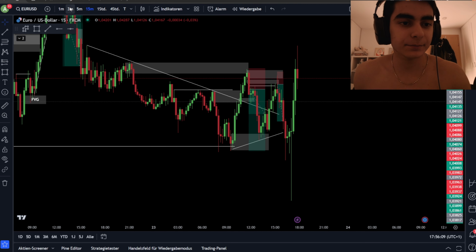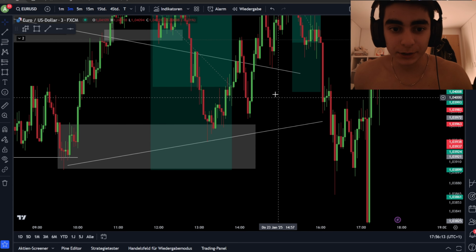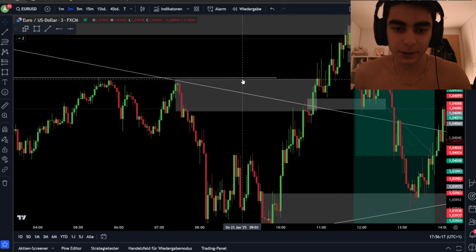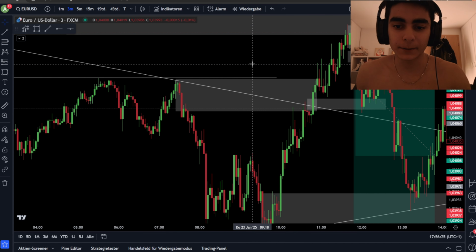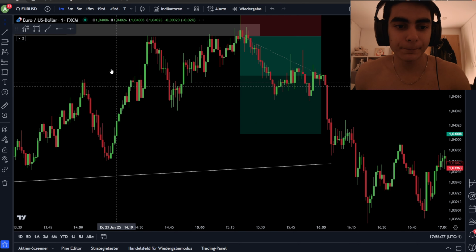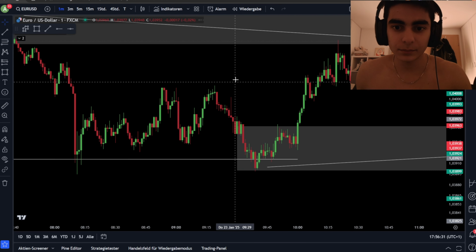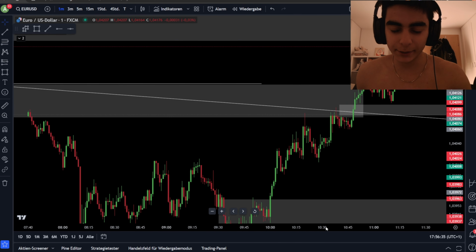What happened here? Let's go down to the 3-minute time frame. This was the order block I have marked out, or I was showing right here. This fake reaction. This is the order block. On the 1-minute time frame, we can see price gave us some reaction.